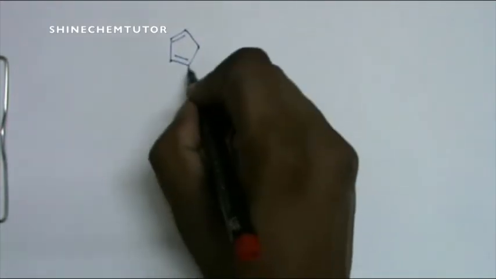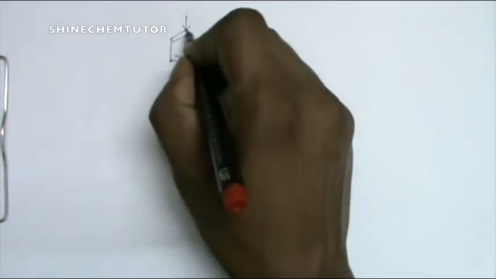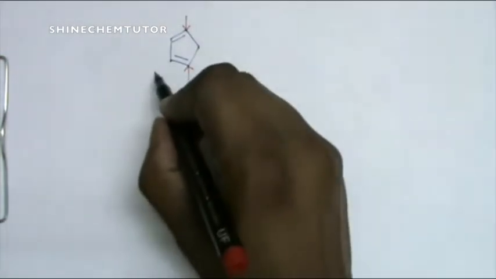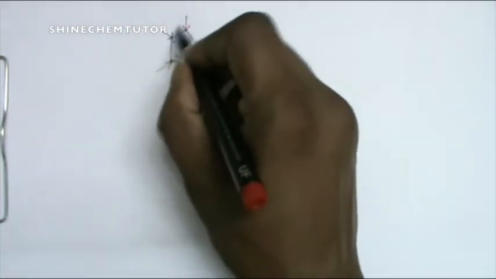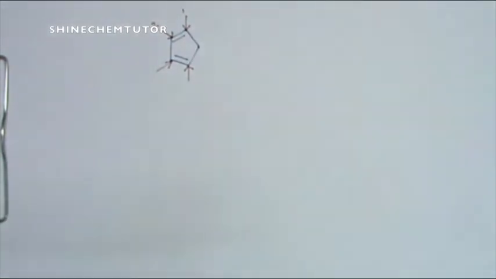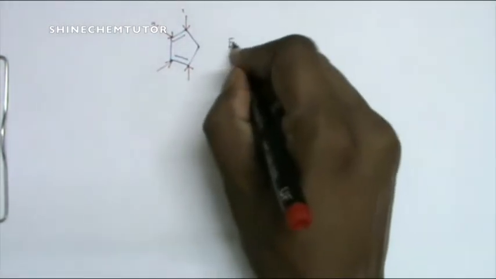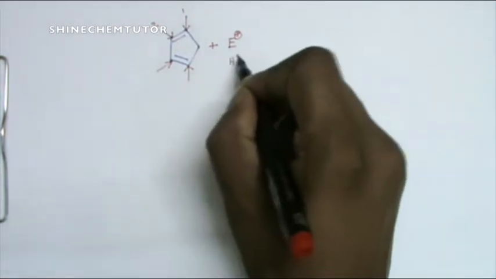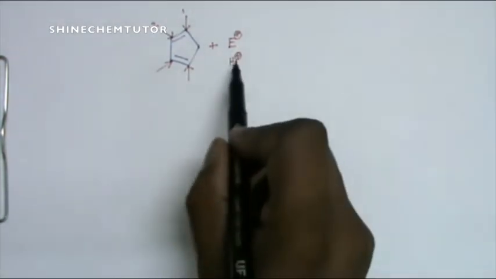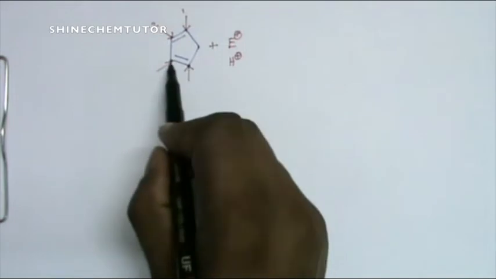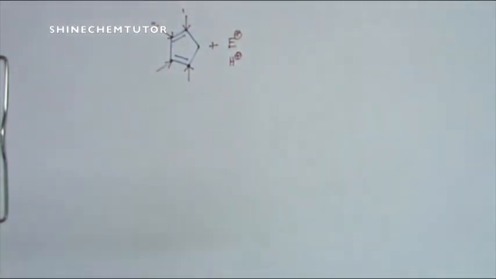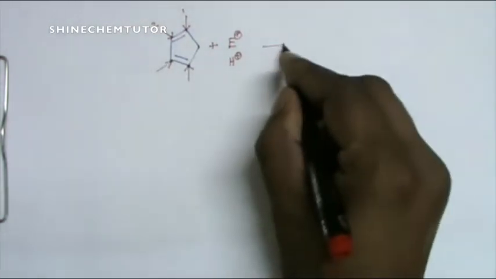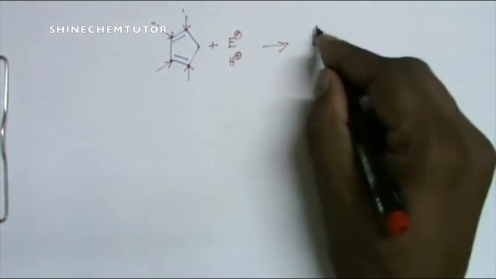Here I have two types of carbons. This and this, they are identical. Similarly, these two are identical. When I add an electrophile, let us take H plus, whether the H plus will be added to this carbon or the other carbon. Let us go for both the possibilities.